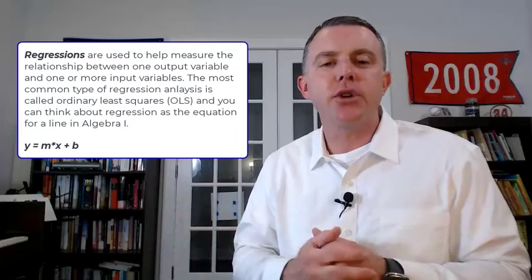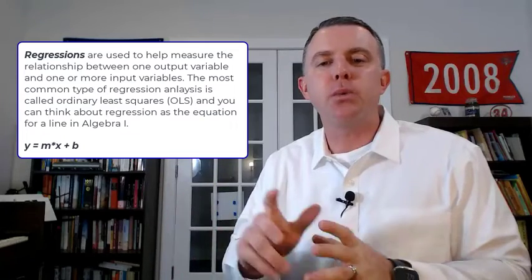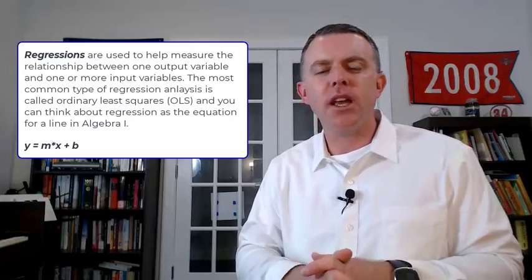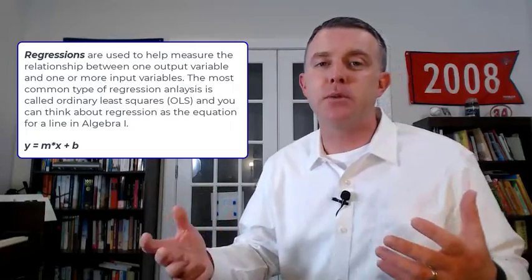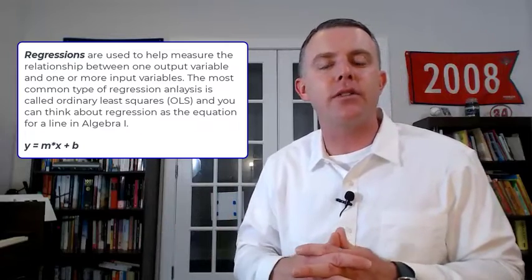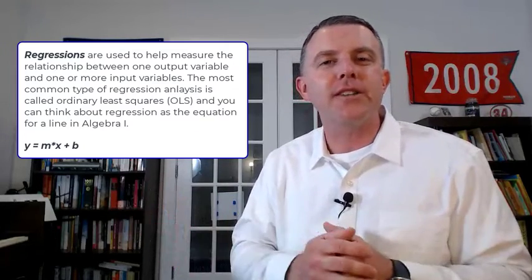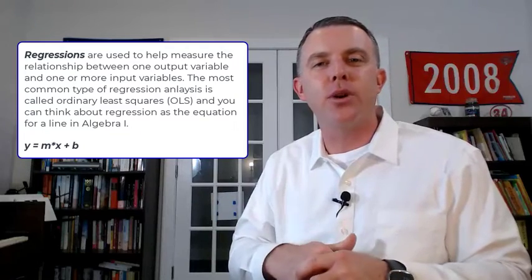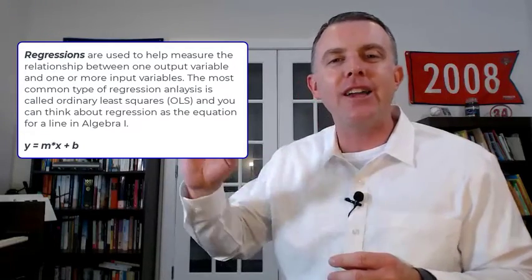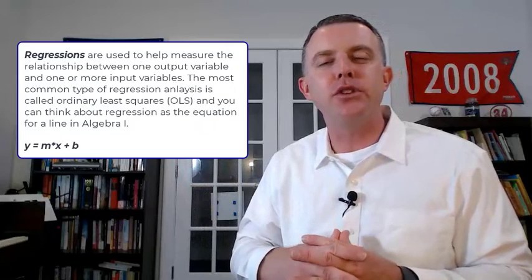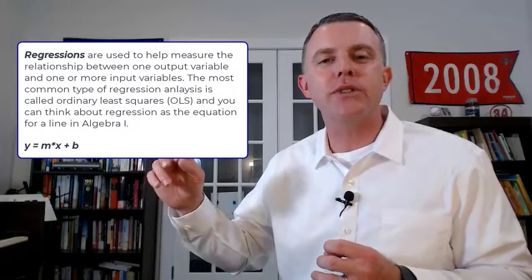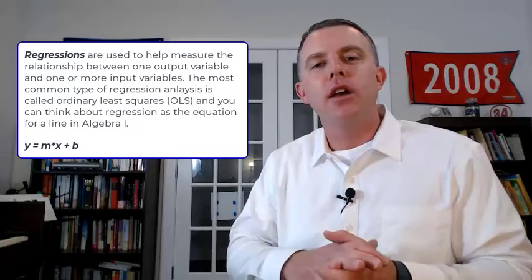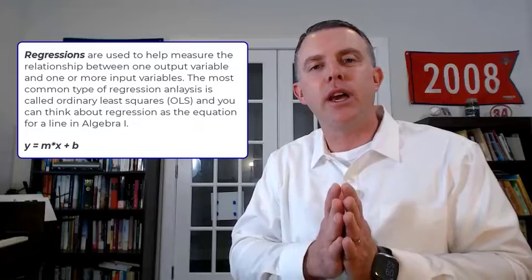Regressions are used to help measure the relationship between one output variable and one or more input variables. And regression is actually pretty simple. It's all based on this idea from your Algebra 1 classes that you probably took in high school. So Algebra 1 gave you that formula for a line, right? If you wanted to draw a line between two data points, you would use the formula y equals mx plus b, right?